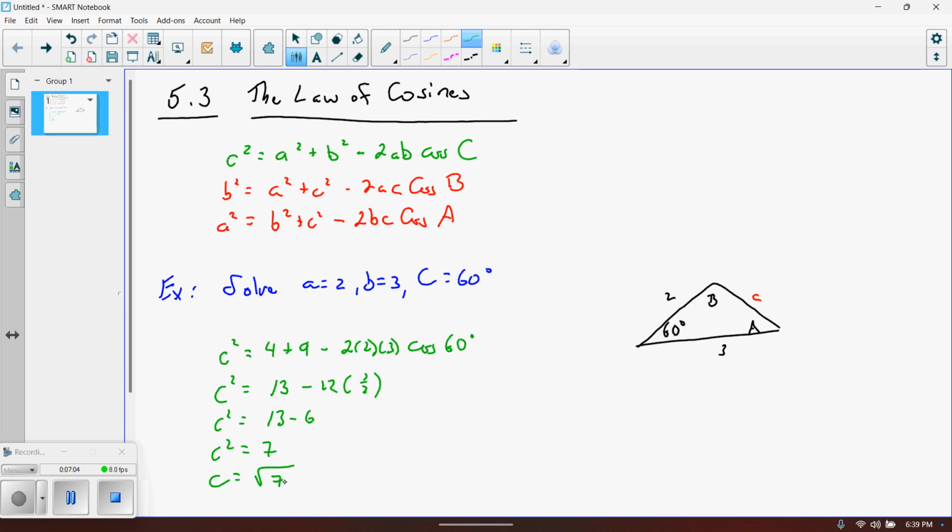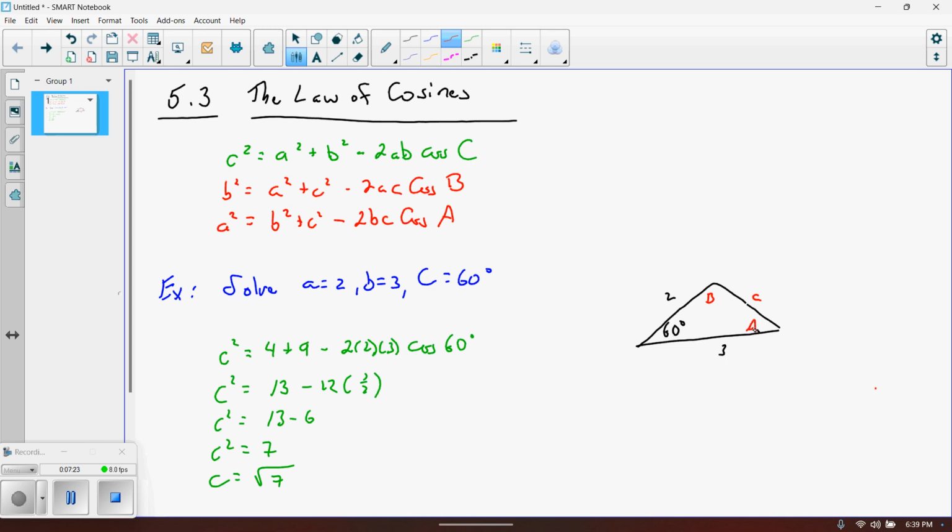So c squared is 7, making c the square root of 7. And that is an exact value, which is really nice in this case. I'm going to go back and relabel my A and B on the inside of that triangle. You don't really have to, obviously, but I put them in red so that we knew that we were solving for those. Okay, so we have now solved for side C.